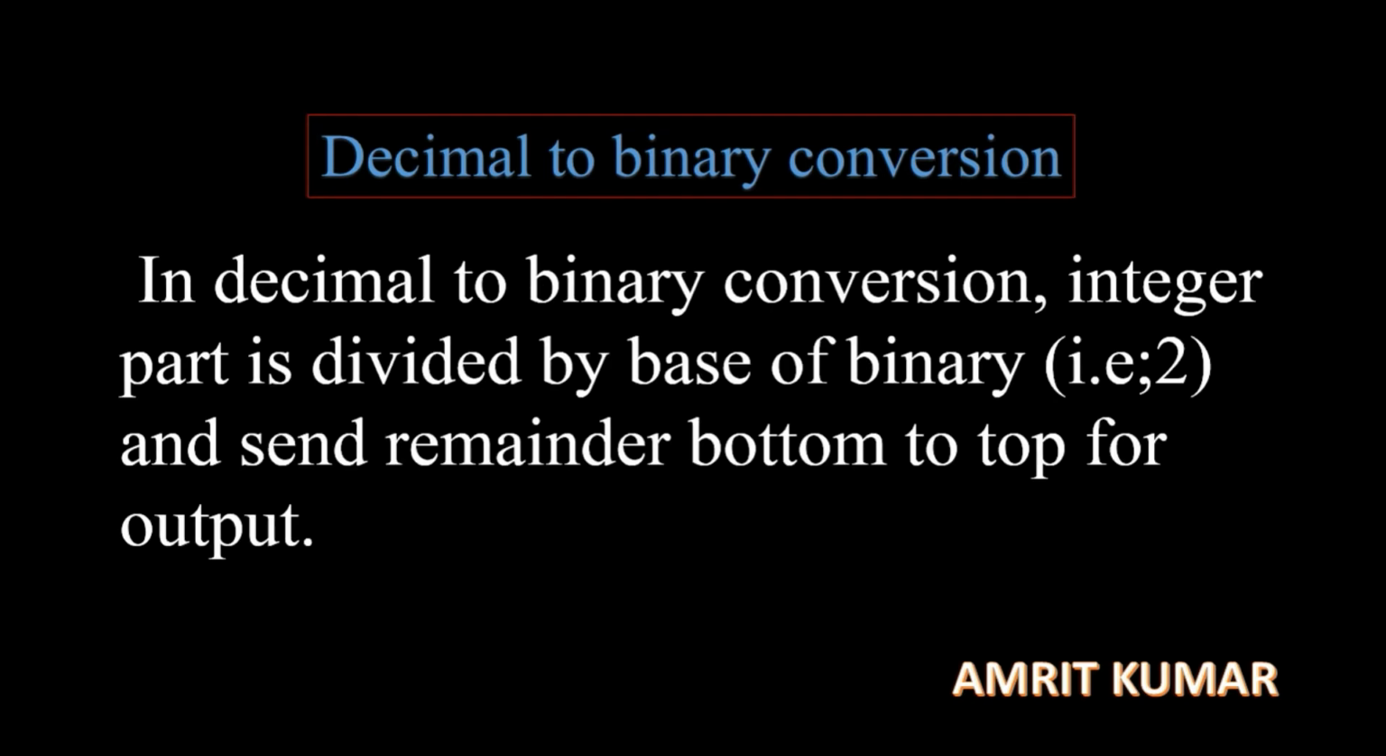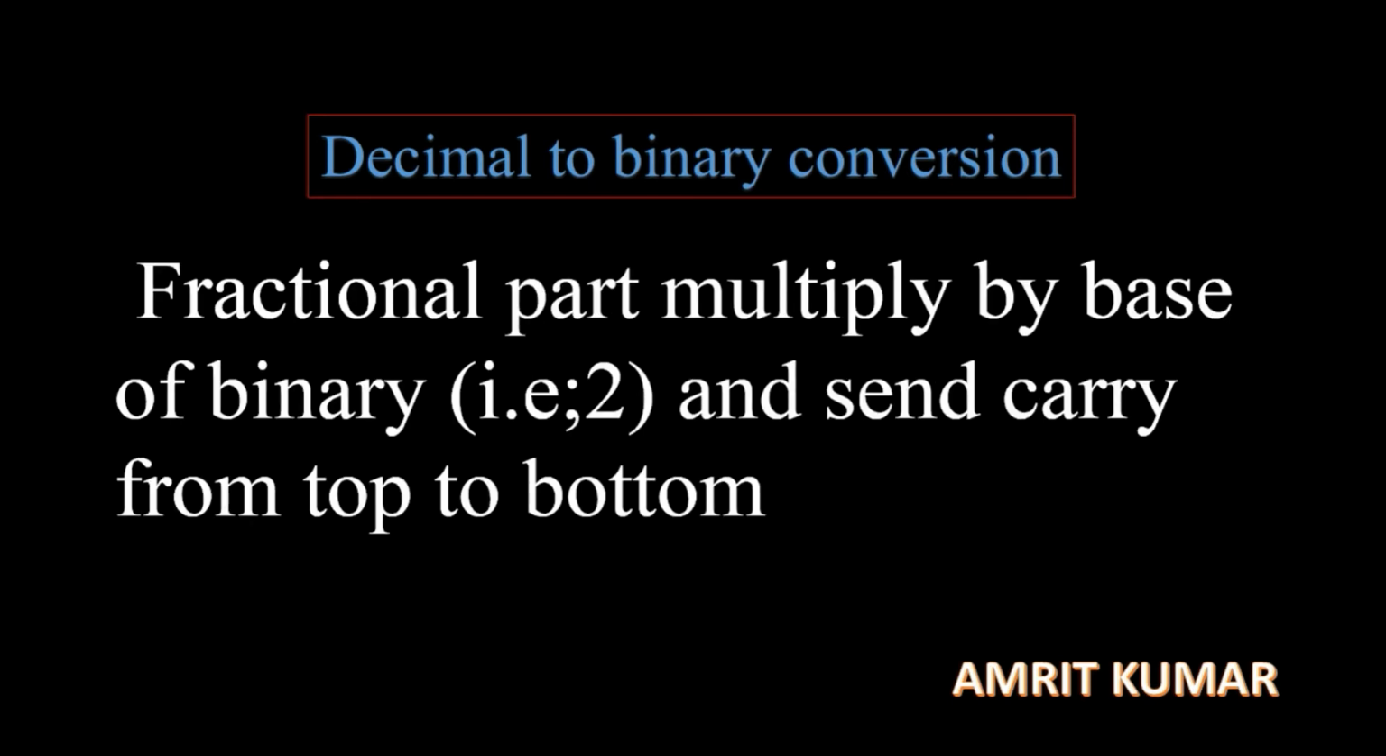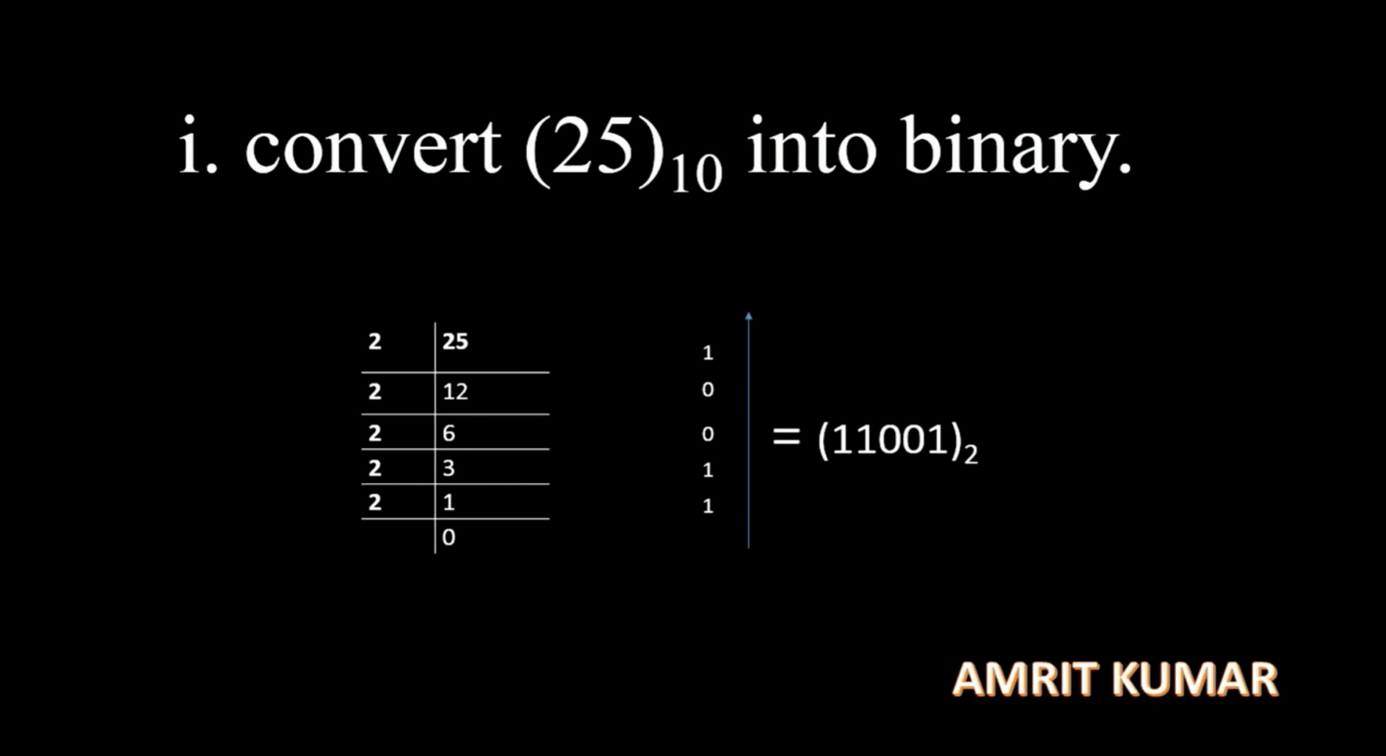For the integer part of a decimal value, you have to divide by the base of binary, 2, and send the remainder from bottom to top for the output. But in the fractional part, you have to multiply by the base of binary, 2, and not divide, and also send the carry from top to bottom. Now let's look at the examples.